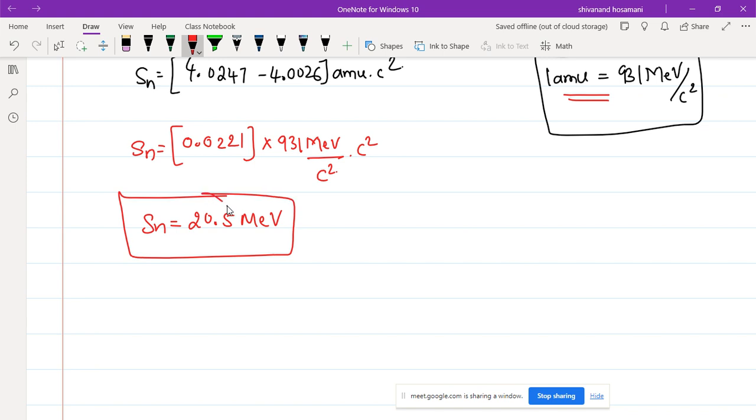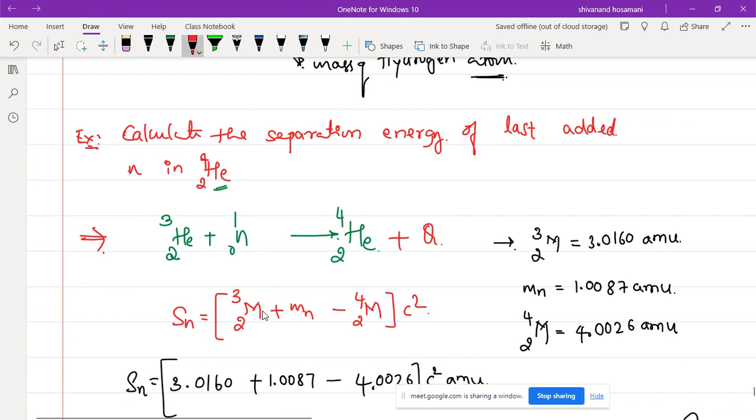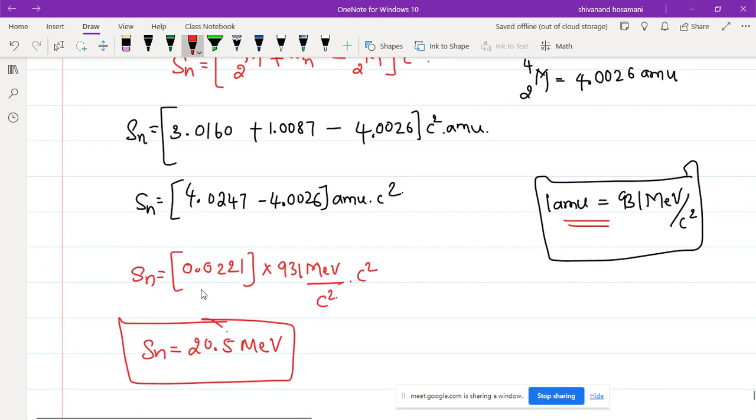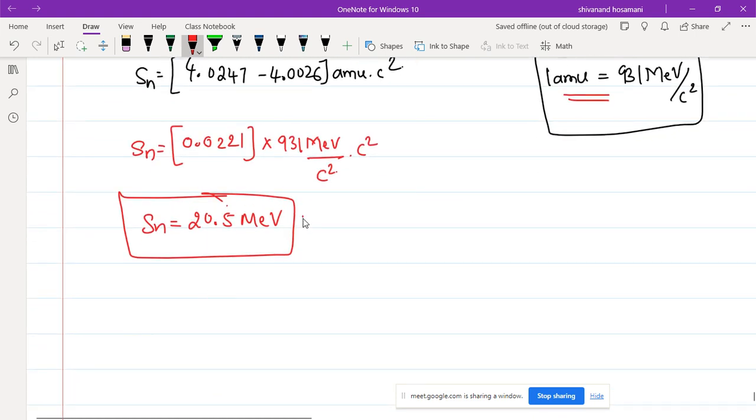So this is the energy which is released, or the energy required to remove the neutron from the helium, or to add the neutron to the helium atom. That is the expression for the nuclear reaction, and this is the separation energy released during that reaction. Is that clear?